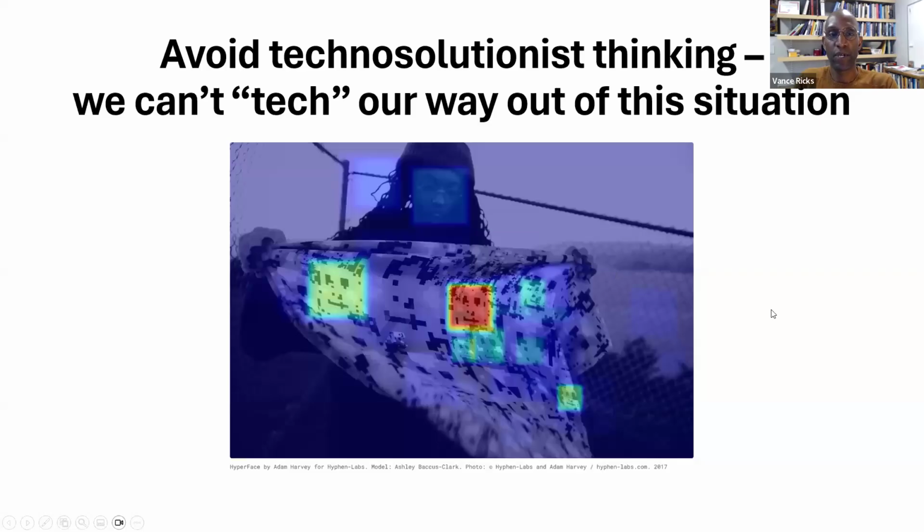Again, the last point that I want to make before we turn to question and answer is that this is not a technical system where we're going to be able to tech our way out of it. So this is an image of a line of clothing, which is more of an artistic statement than a line of clothing, called Hyperface. These are clothes that are designed so that when you wear them, they're meant to scramble the ability of cameras to be able to recognize your face accurately.